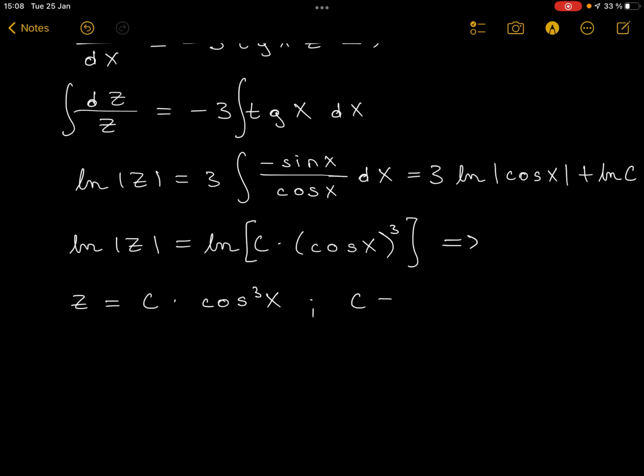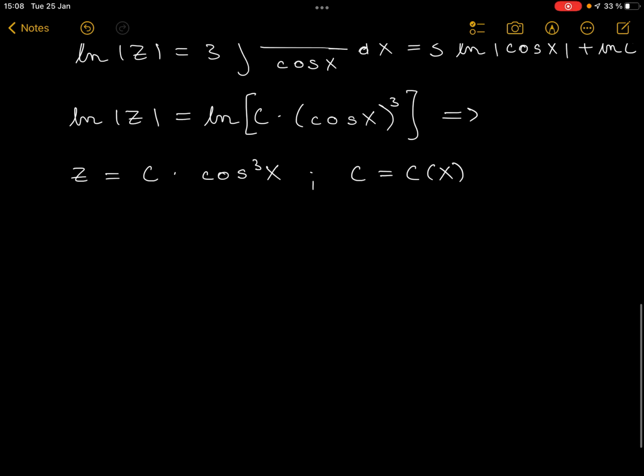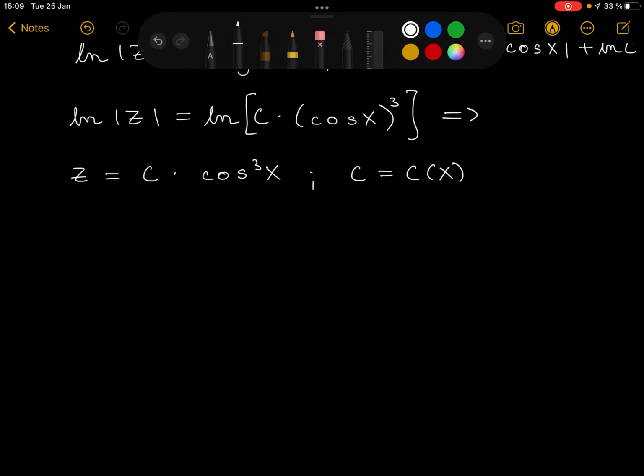Now, the technique that I'm going to use is called the variation of constants, where we'll look at c not as a constant, but as a function of x. So now I'm going to differentiate both sides of this equation here with respect to x.